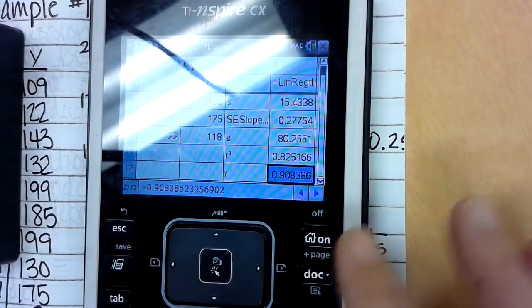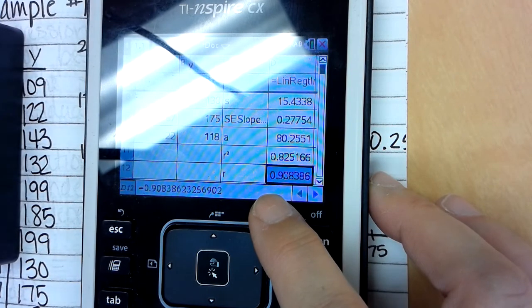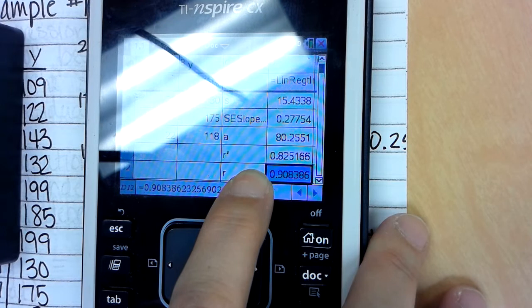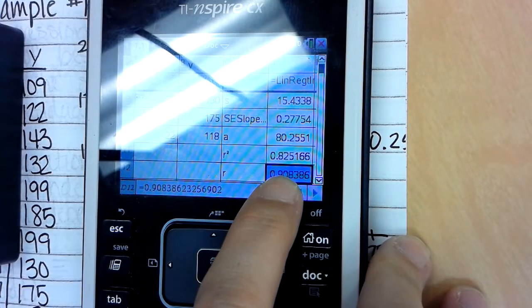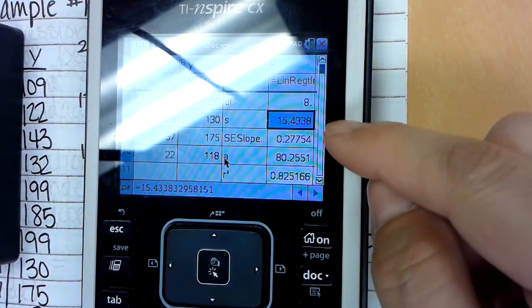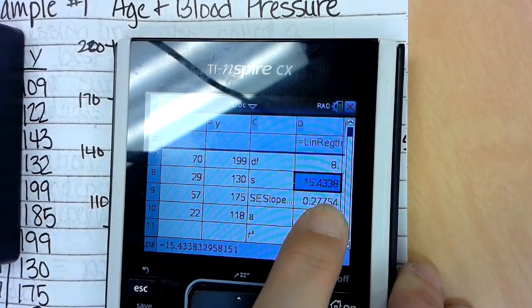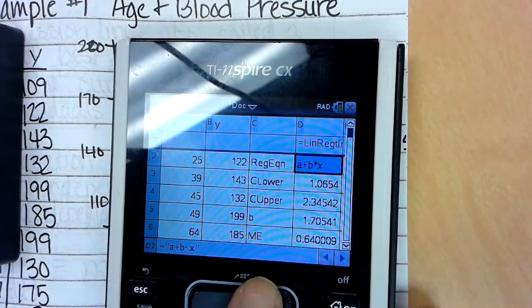And then you will find R, which we had from a previous question from earlier, 4.1, where we were trying to find the correlation coefficient. And we find R squared, which is our coefficient of determination. And that R squared is 0.825. And then we want to know what is our standard error. Standard error on here is S. So standard error is S, 15.4338.